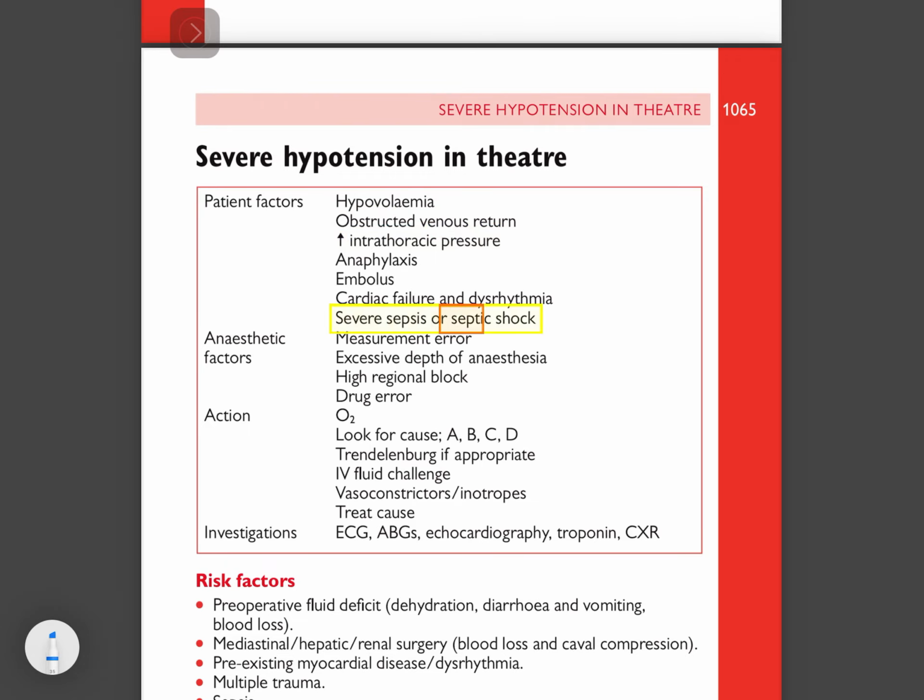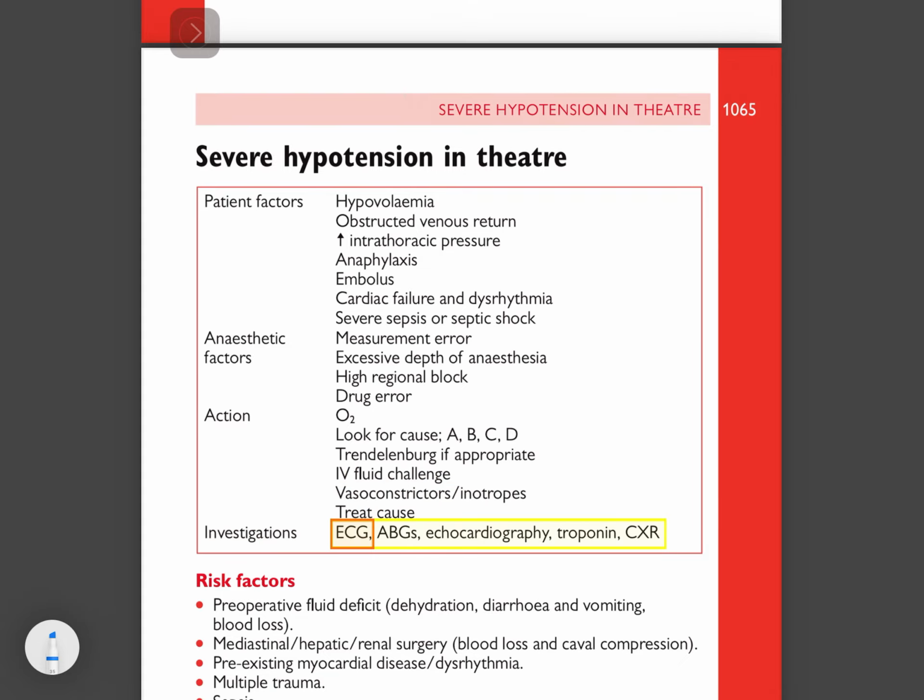O2. Look for cause: A, B, C, D. Trendelenburg if appropriate. IV fluid challenge, vasoconstrictors, inotropes. Treat cause. Investigations: ECG, ABGs, echocardiography, troponin, CXR. Chapter 39, Anesthetic Emergencies.